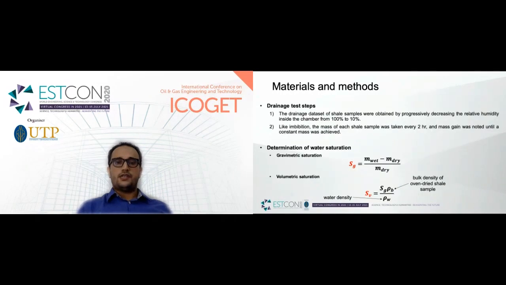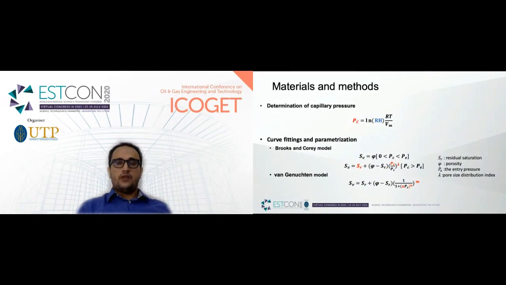And the drainage test was the opposite of the imbibition test, where we reduced the relative humidity in the chamber from 100% to 10%, and we noted the mass every 2 hours until we reached a constant mass. We determined after that the water saturation using the gravimetric saturation method, which we converted later into the volumetric saturation, and we determined the capillary pressure at each relative humidity level using the Kelvin equation.